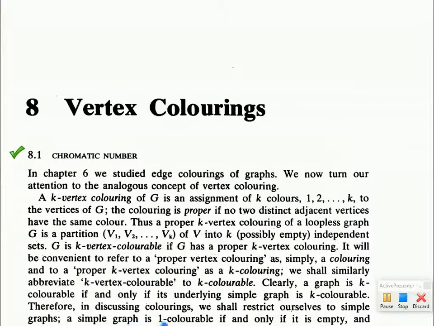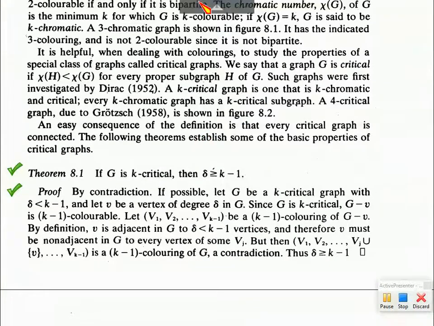A simple graph is one colorable if and only if it is empty. What's an empty graph? It's not one without anything. It is one which has vertices but no edges. Only if there are no edges can it be colored with just one color. That's understandable. A little less intuitive is that it is two colorable if and only if it is bipartite.